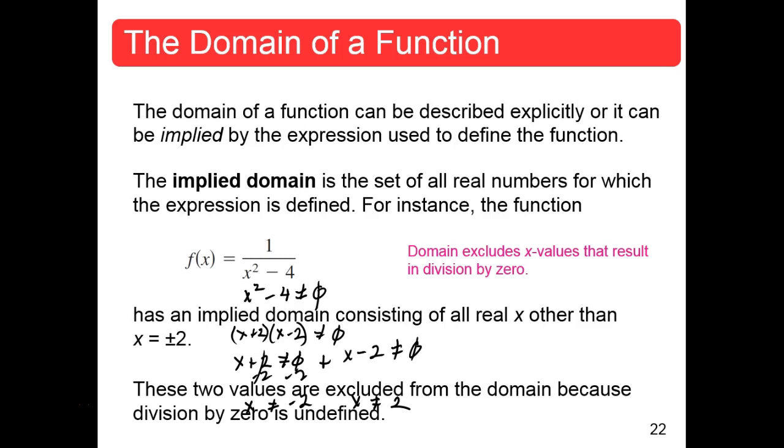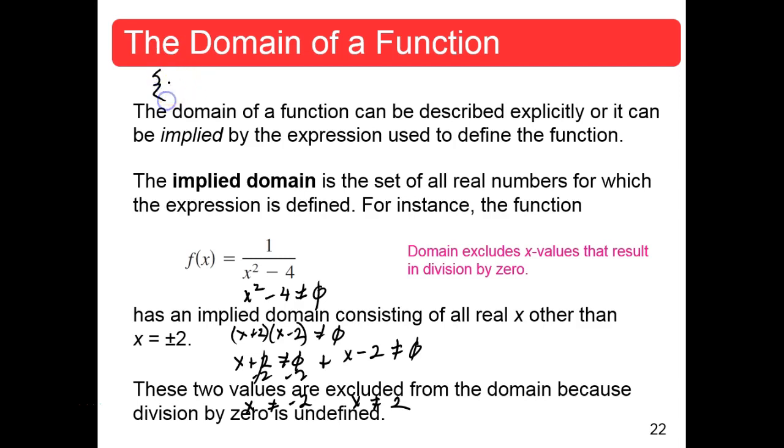So you can either write the answer this way: x has an implied domain consisting of all real numbers x other than x equal plus or minus 2. Now there's two shorter ways to give that, okay? And those two values are excluded from the domain because division by 0 is undefined. Can't divide by 0. So here's the two ways you can express. You can write a sentence like that. That's sort of long, and I'm too lazy for that. So here's the other way.